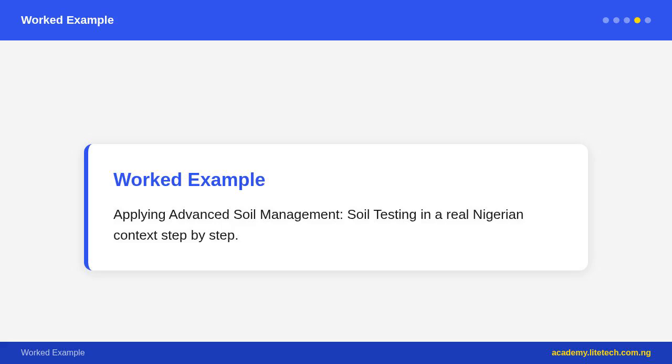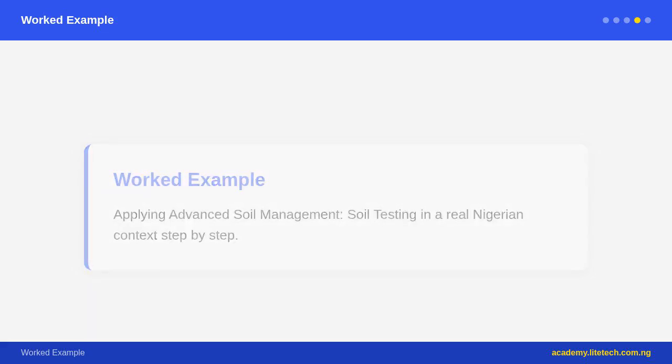Once you receive soil test results, interpretation guides corrective action. If pH is below 5.5, apply agricultural lime, calcium carbonate, or dolomite lime to raise pH. The amount depends on soil texture. Sandy soils need less lime than clay soils. Apply at least 3 months before planting to allow the lime to react with the soil.